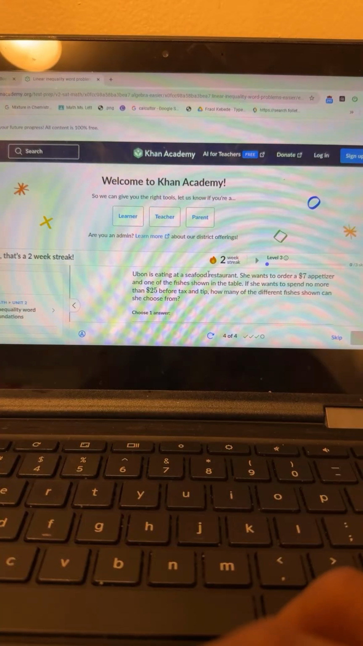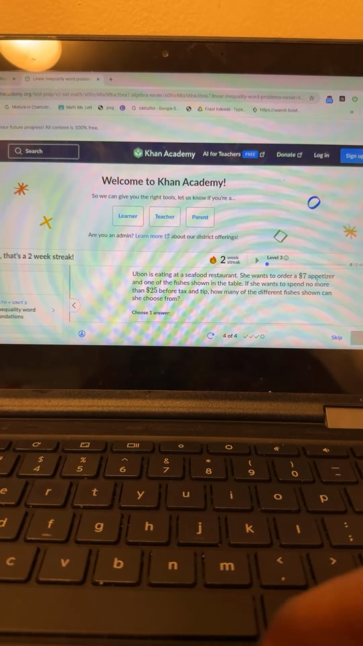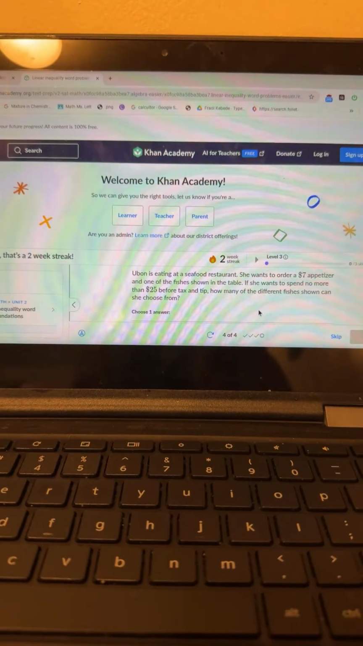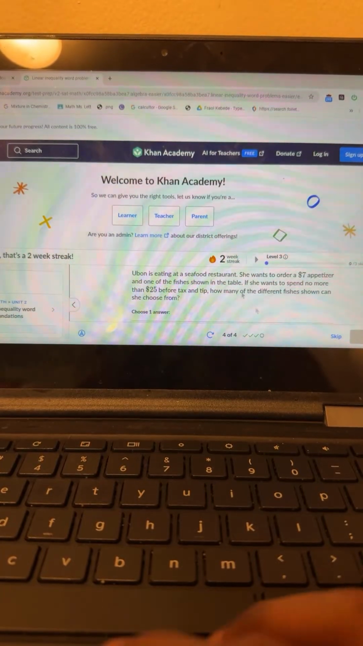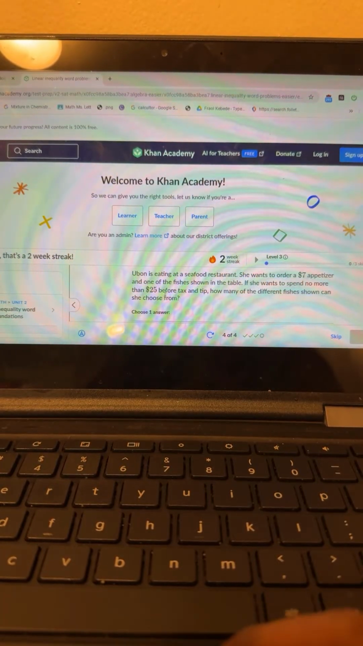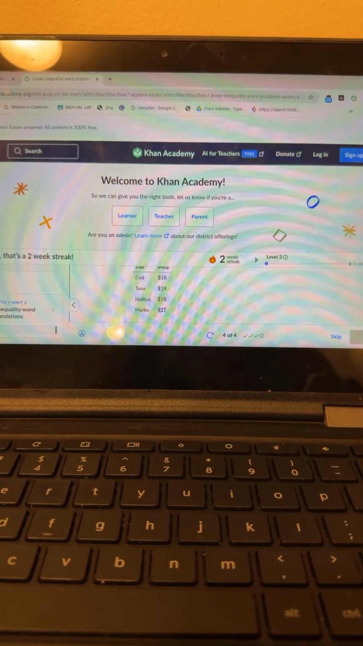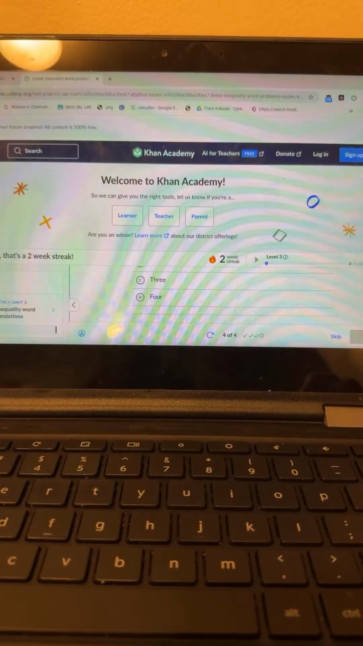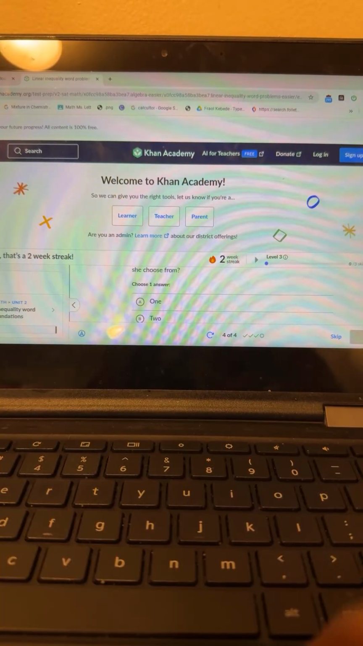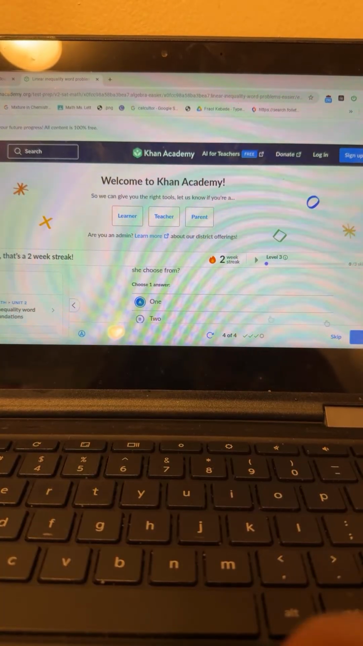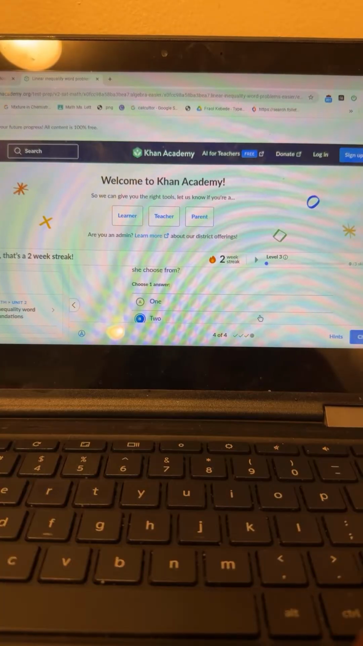Armen is eating at a seafood restaurant. She wants to order 7 appetizers and 1 fish shown in the table. If she wants to spend no more than $25 before tax and tip, how many of the different fishes can she choose? 1. Maybe 2?